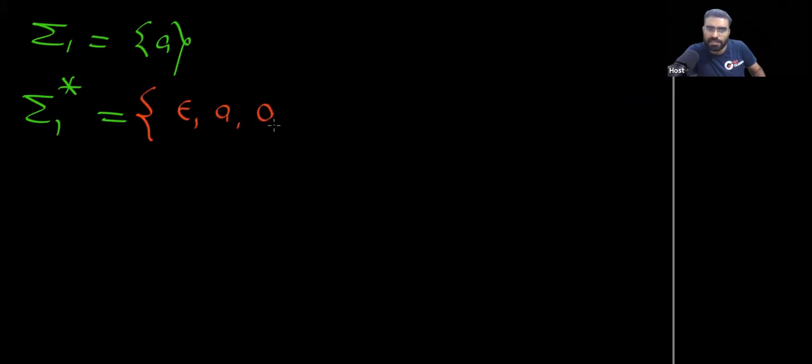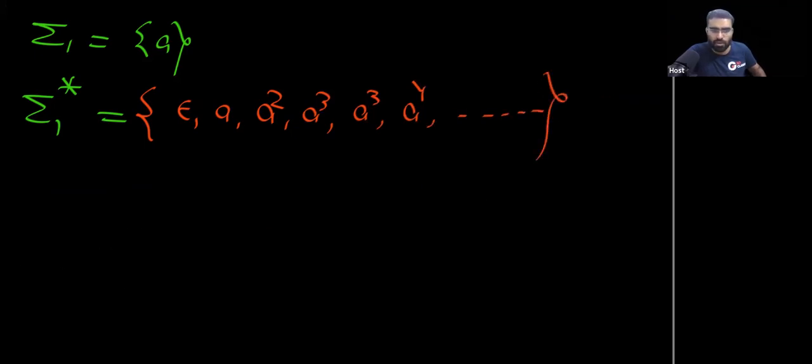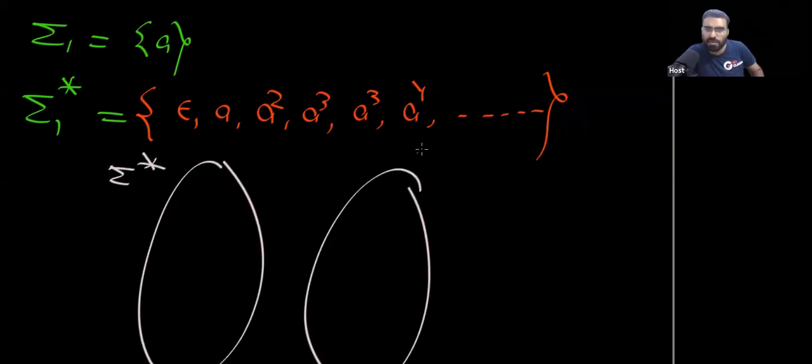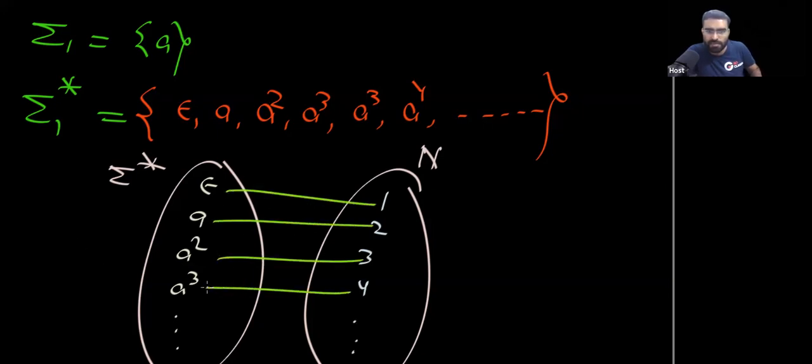If you are taking this sigma, then why is this sigma 1 star countable? Because this is a set of strings: a square, a cube, a power 3, a power 4. You can create a bijection between sigma star and the set of natural numbers. How will you create this bijection? This one-to-one correspondence you can create.